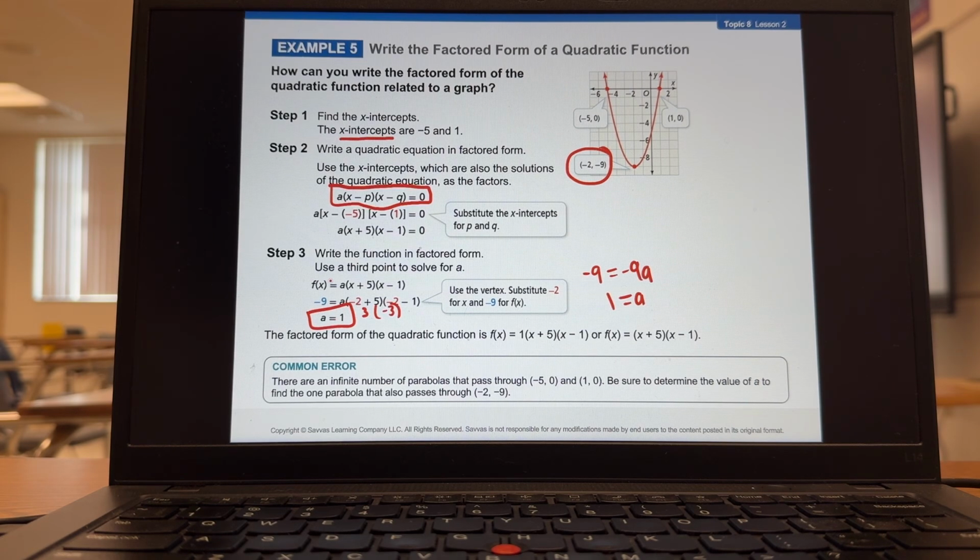Since we always know 1 is in front of a parentheses by itself, or an x by itself, it's up to you if you want to put a 1 there representing the a, or you can just leave it by itself. When it's by itself, we automatically know that the a is a 1.